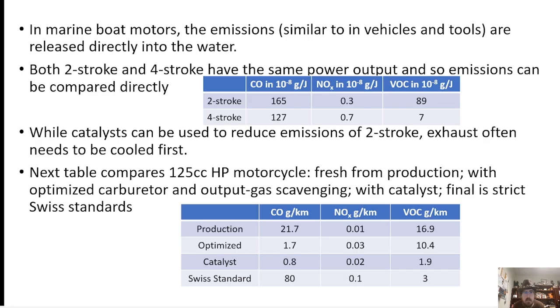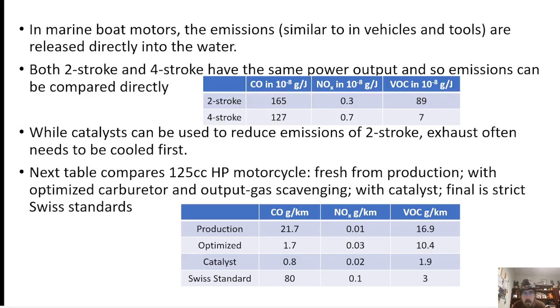Now, while catalysts can be used to reduce the emissions of two-stroke, the exhaust often needs to be cooled down first. So that's an issue. Now, the next table actually compares 125cc high-powered motorcycles, fresh from production with an optimized carburetor and output gas scavenging, and then with a catalyst. The final is the strict Swiss standards of what is allowed.